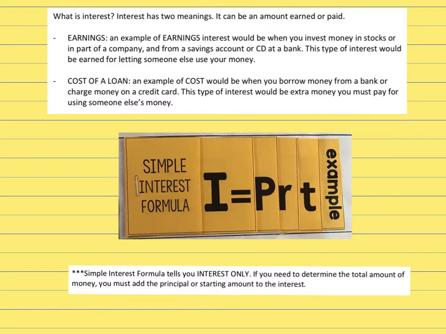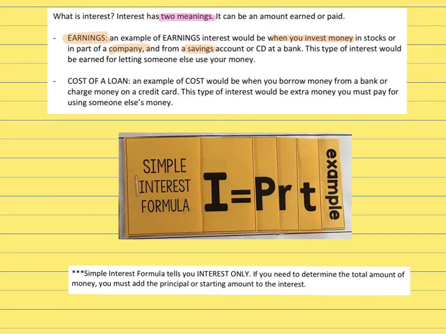Alrighty, so what basically is interest? Interest has two different meanings. It can be something that you personally earn and you get more money, or it can be something you have to pay to someone else, so you would give them back extra money. So I'm going to highlight, it has two meanings. One of them is when you earn money. That's when you invest money either in a company or in a savings account.